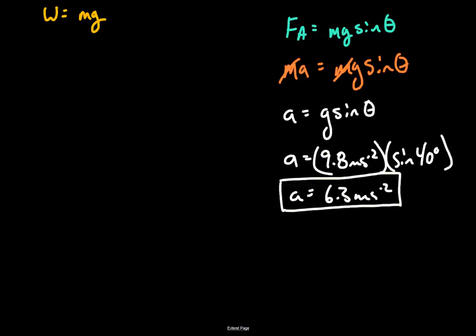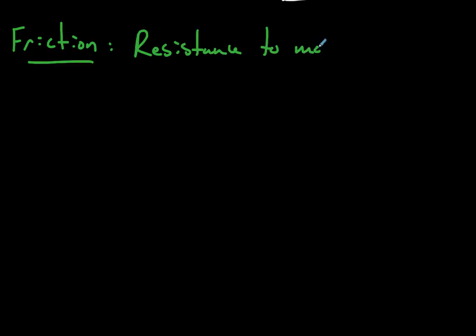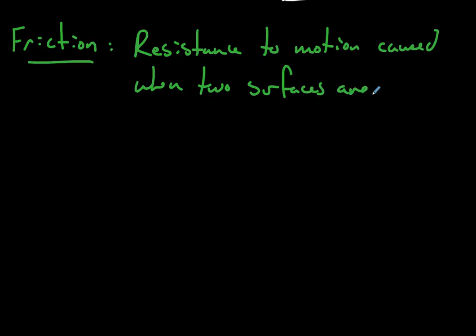Now let's talk about friction. Okay, let's talk about friction. So what is friction? Well, friction is essentially resistance to motion, caused when two surfaces are sliding past one another.